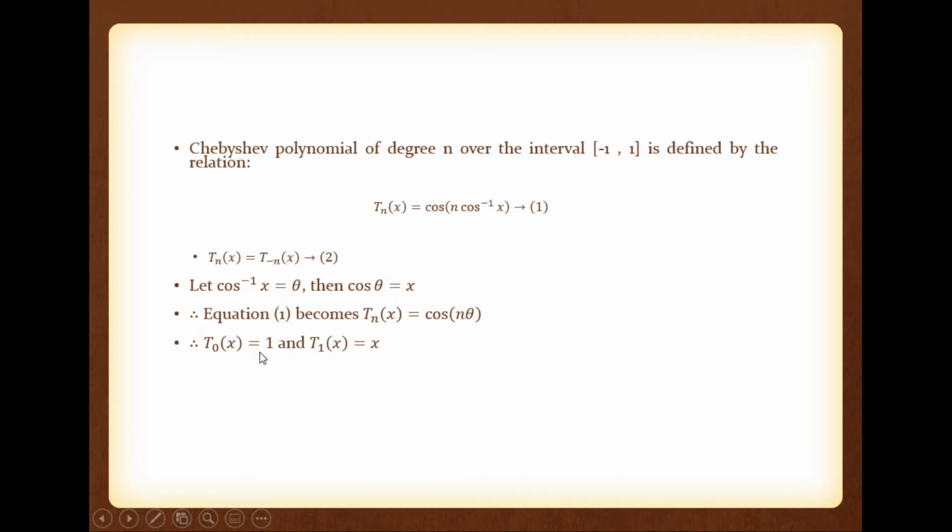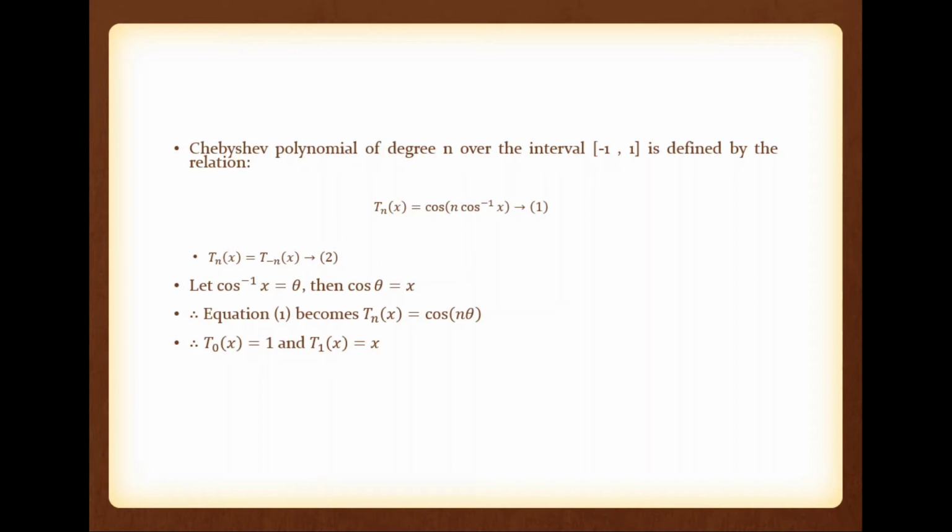So please note, if n equal to 0, we have T0 of x equal to 1, because cos of 0 is 1. And if n equal to 1, T1 of x will become cos of theta, where theta is cos inverse x. So T1 of x is x. Now we can find the remaining terms, that is from n equal to 2 to higher degree. We can find that by using a trigonometric equation.